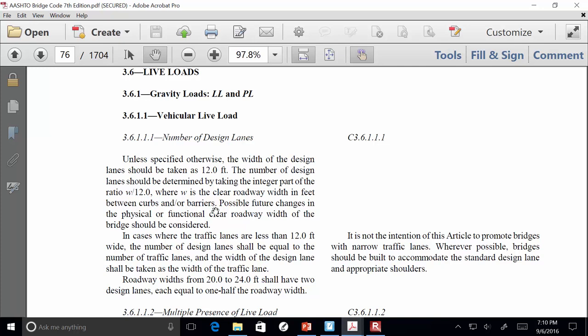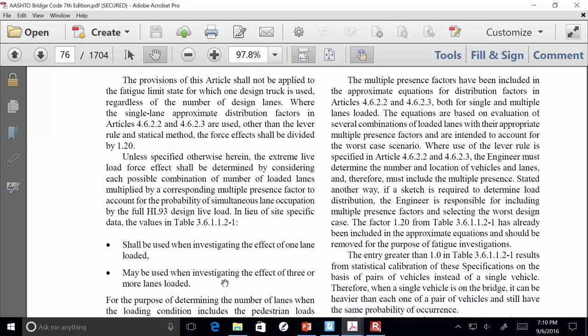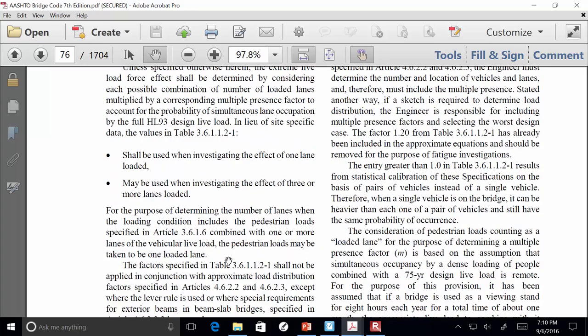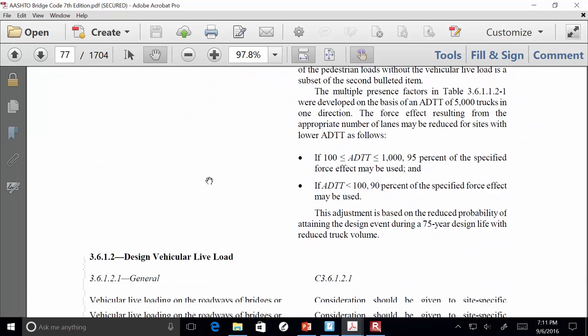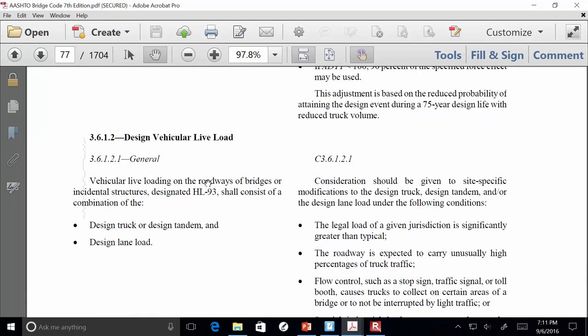We'll talk later also about multi-presence factors. The idea about multiple presence factors is they're trying to account for the probability that you have coincident trucks on the bridge at the same time. A lot of the distribution factors that we'll use later have multi-presence factors built into them, but some of them we actually have to go out of our way and incorporate. There's a table right here that describes it, but we'll talk about that later. Okay? Now, this we have talked about. The actual vehicular live load consists of either the truck in the lane or the tandem in the lane, and that's what we've got in those 2 bullet points.